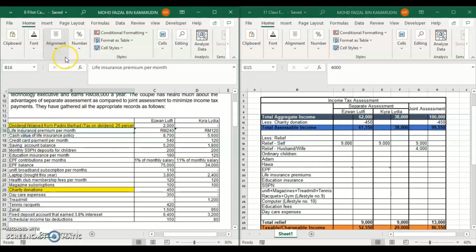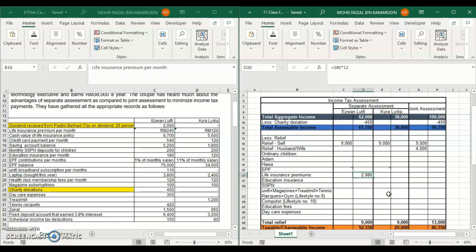Okay, so let's go to the next item, which is life insurance. So it is here for my case. How do we treat it? You just take how much he is paying. This one is per month, right? Premium per month. So here, this equals, let's check, 240 times 12. Okay, 2880.